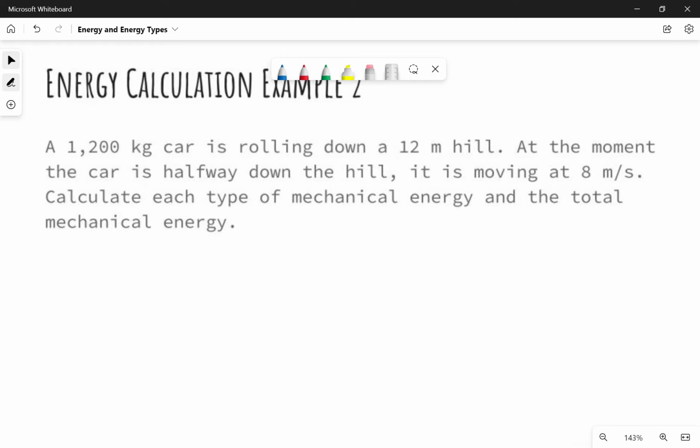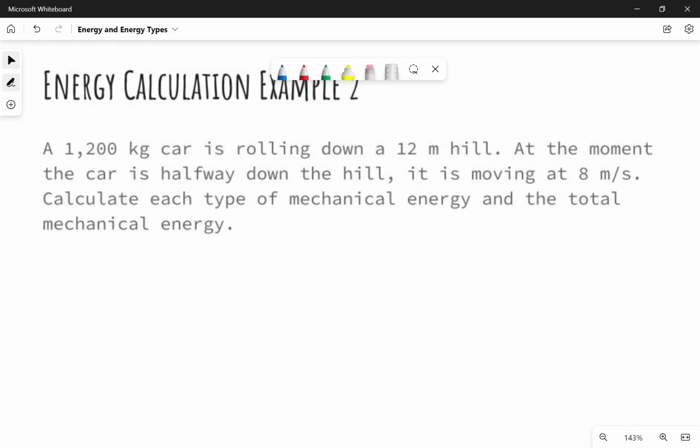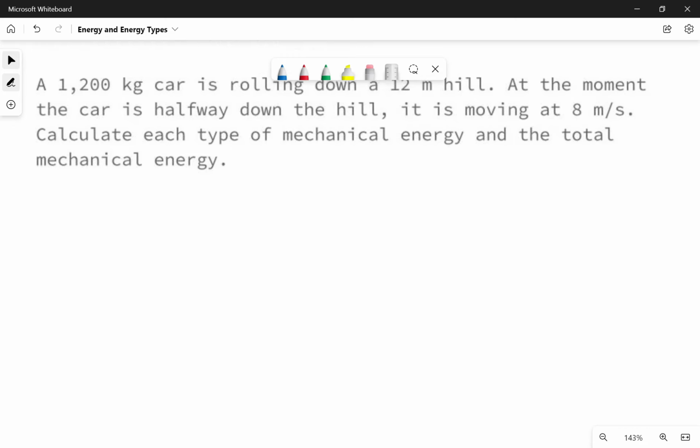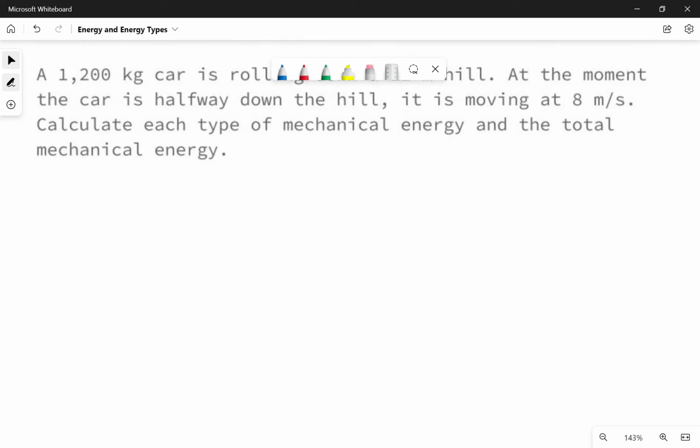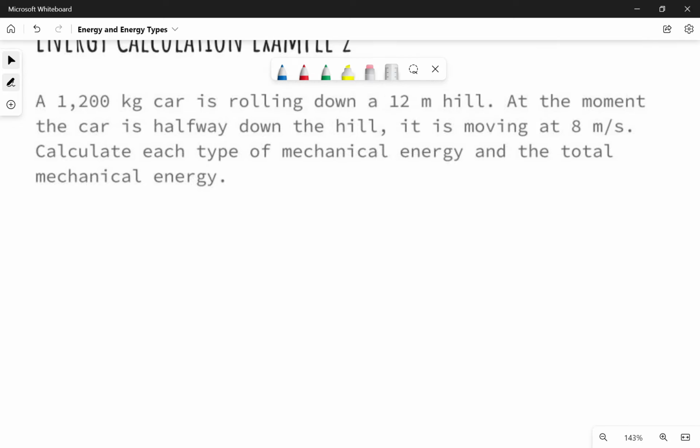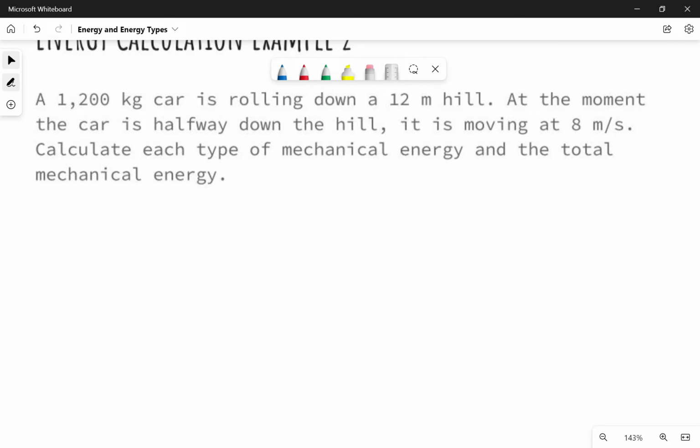And now last to finish this out, we'll do a quick calculation example. And here we're just calculating what we just found. So I've given you, again, some numbers. So I've told you for example, the mass of the car is 1,200 kilograms. The height that it's at, it's a 12-meter hill. But be careful here. It says at the moment the car is halfway down the hill. So I actually should clue that into, I want half of that. So maybe I should go ahead and say that my height is 6 meters.